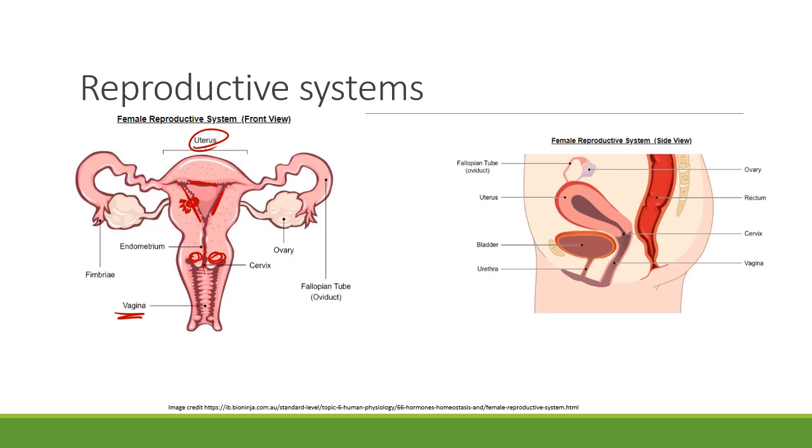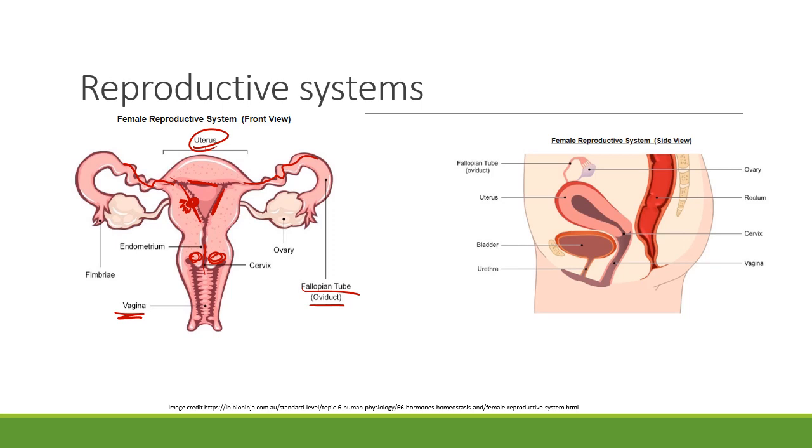So the endometrium is the inner lining of the uterus. Uterus is that super strong muscle here. Uterus has two tubes. They are known as fallopian tubes, also known as oviducts. So oviduct, fallopian tube, same thing.